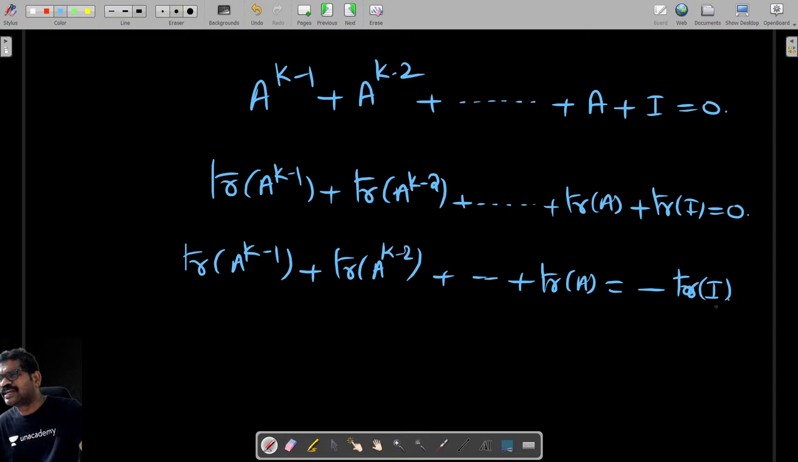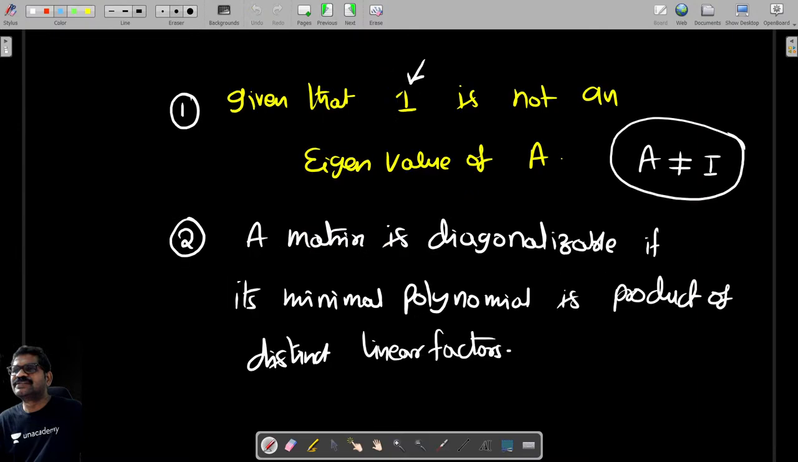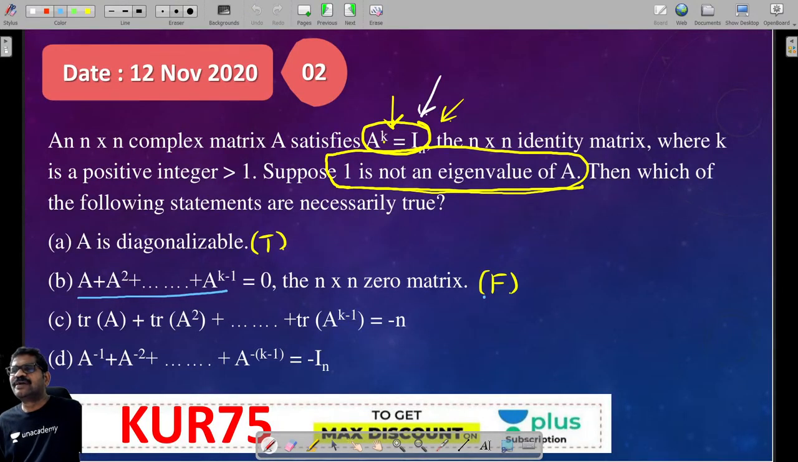So here matrix is n cross n. So identity matrix is also of order n cross n. Identity matrix means all the leading diagonal elements are 1, 1, 1, 1 like that. Therefore, if you calculate, trace is nothing but its order. What is its order? N. That's why minus N. So third option is also correct. So first option is correct. Third option is also correct.